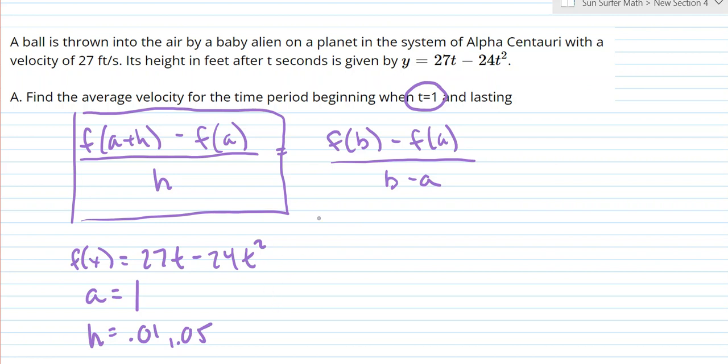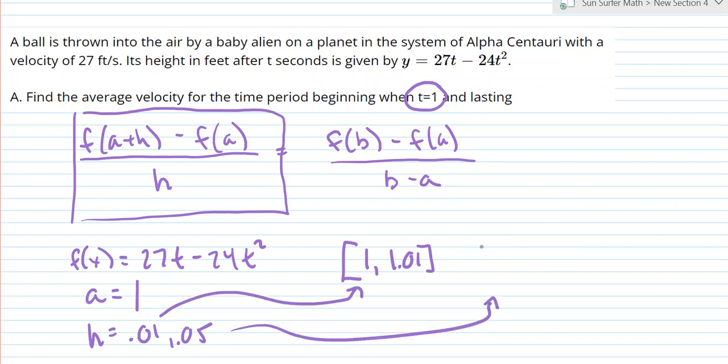So our interval is essentially from 1 to 1.01 for the first part. And then using this, our interval is from 1, always starting at the a, and going to the a plus h, 1.05. So in other words, these intervals are in the form of a comma a plus h, right?